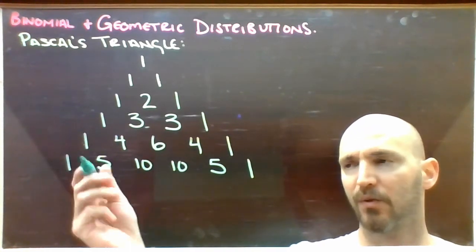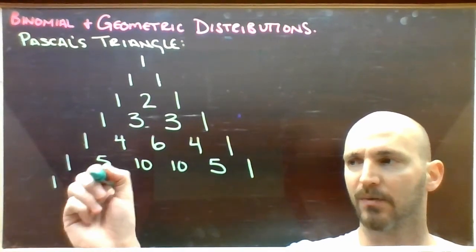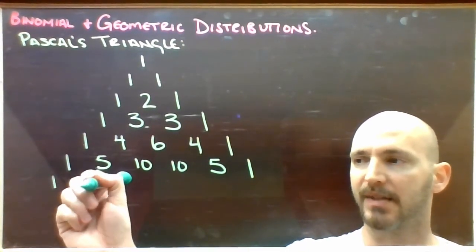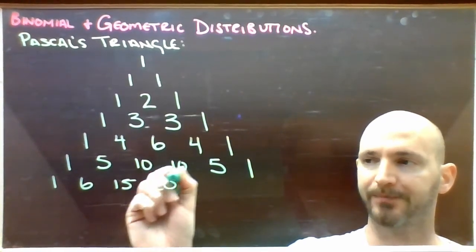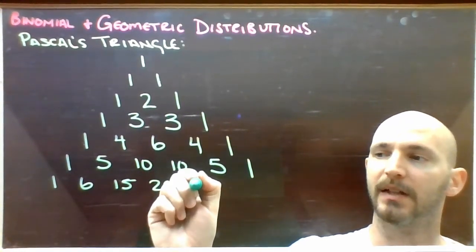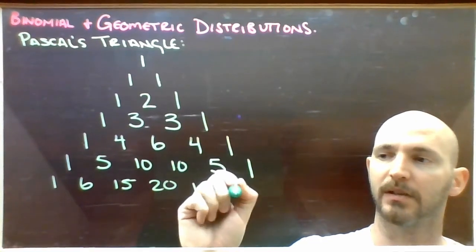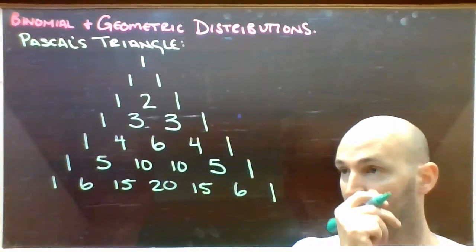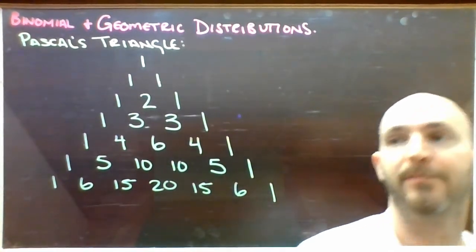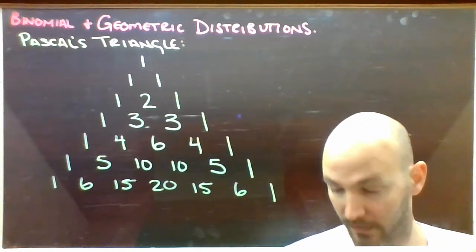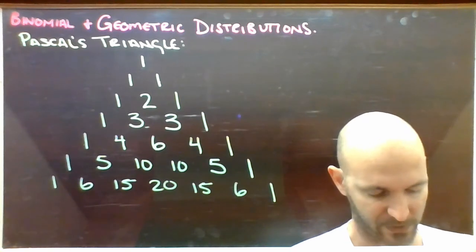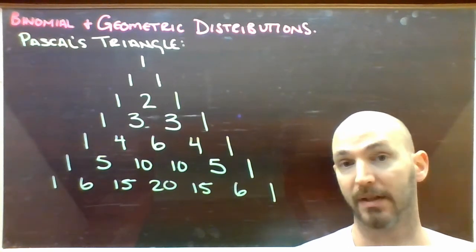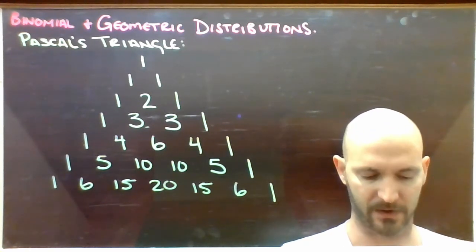So I'm going to add a few more rows just so we have some fun things to work with. 1 and 5 is 6, 5 and 10 is 15, 10 and 10 is 20, 10 and 5 is 15, 5 and 1 is 6, and then there's a 1 on the outside. Okay. So when you're doing a binomial question, I'm just going to write one down. I'll do it in fast forward mode so we don't have to get stuck on it.